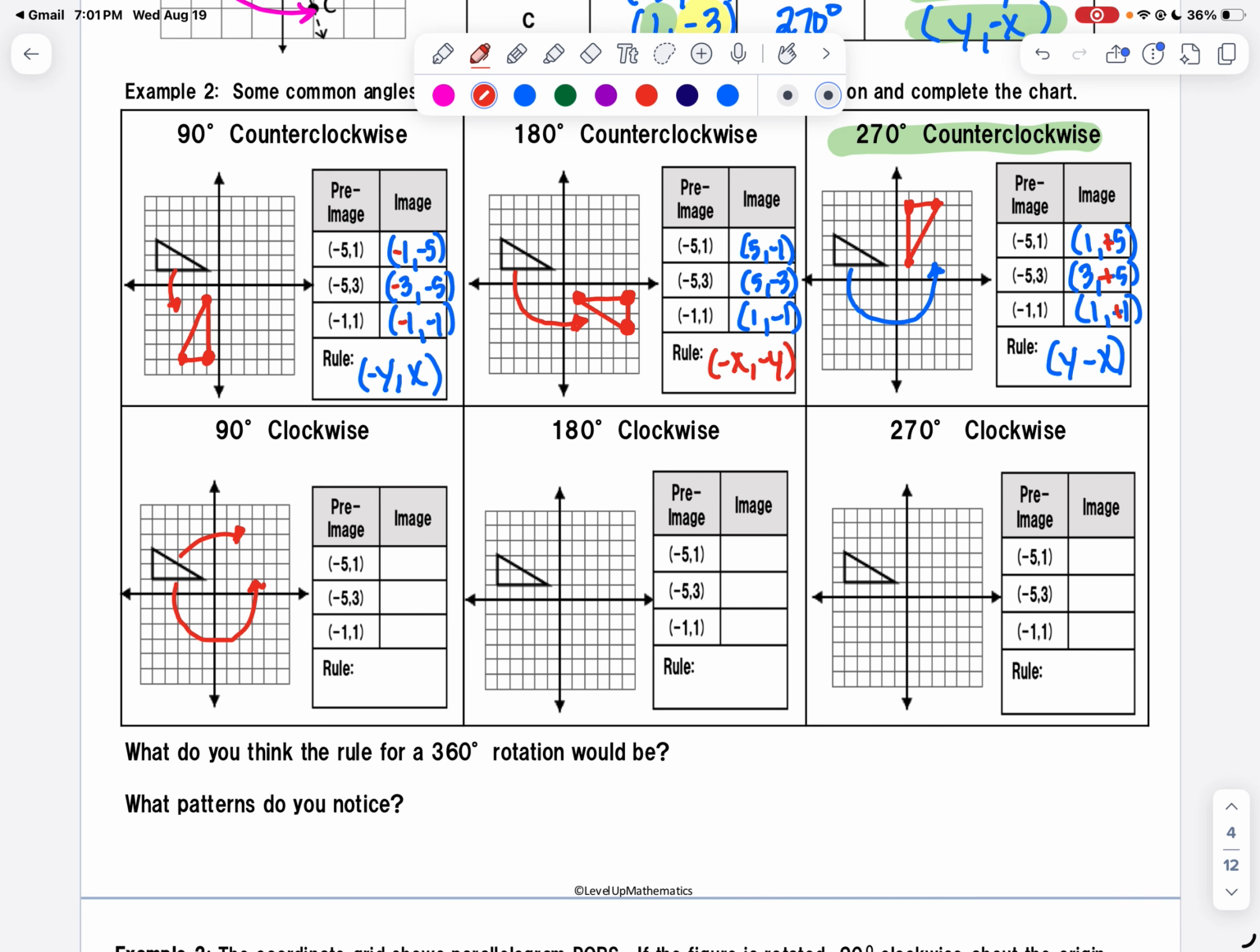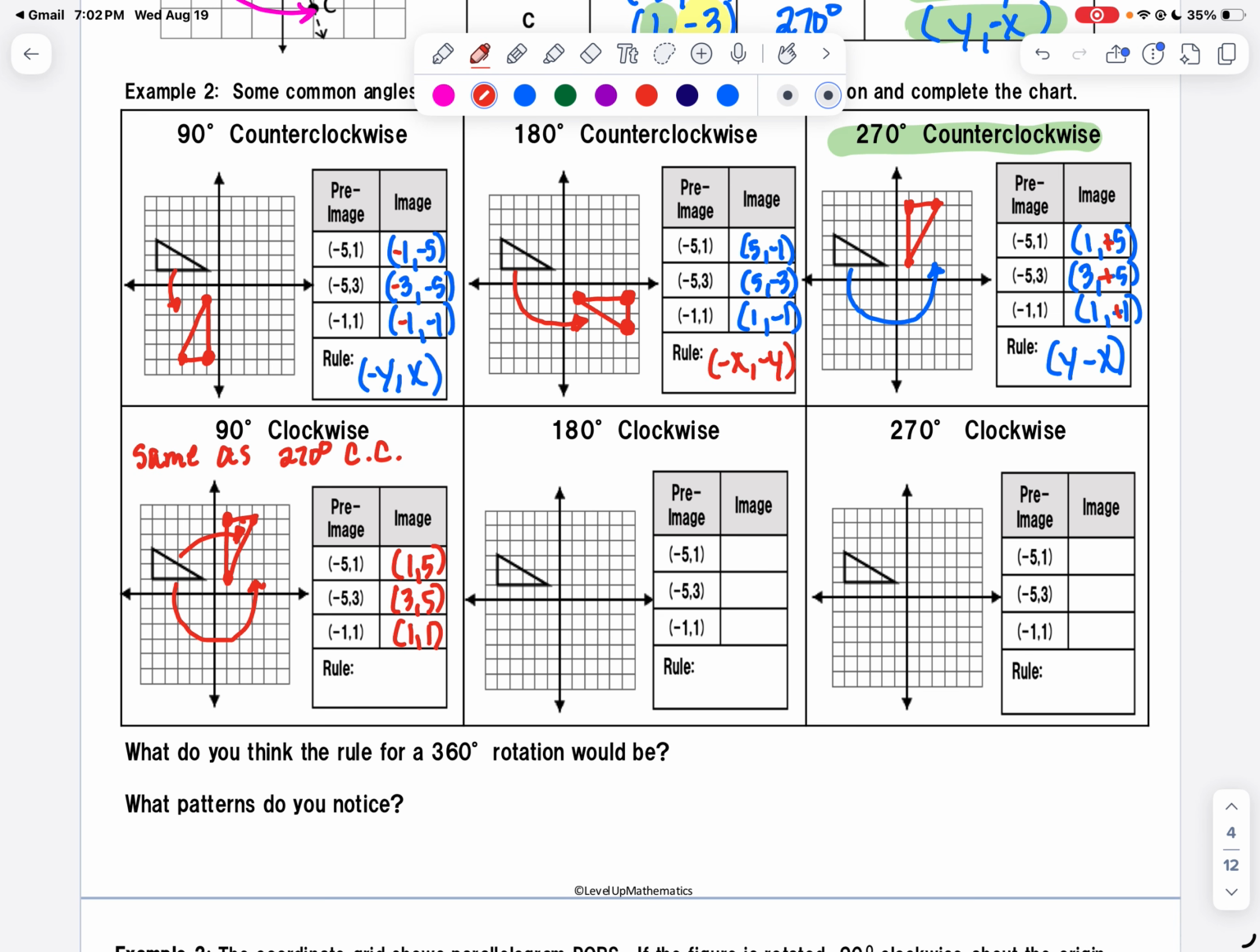So 90-degree clockwise is the same as 270 degrees counterclockwise. So I don't have to do all this work all over. I know that my coordinates are 1, 5, 3, 5, and 1, 1. And I know my shape was right here. It's the same exact rotation as the 270 degrees counterclockwise.